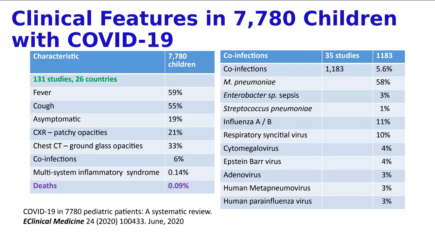6% had co-infections, and the co-infections primarily reflected mycoplasma pneumoniae in 58% of cases, and a wide variety of other pathogens, including influenza A or B in 11%, respiratory syncytial virus in 10%, and viral pathogens in the rest. Multisystem inflammatory syndrome occurred in 0.14% of cases, and 0.09% of cases died.